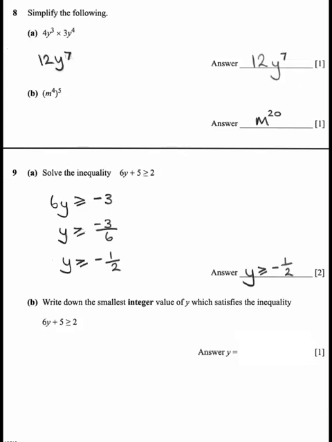So question B, it says write down the smallest integer value of y which satisfies the inequality 6y plus 5 is greater than or equal to 2. So we'll bring this y is greater than or equal to minus a half because that's the solution to this. And the first integer after minus a half would be 0. So 0 would be the answer to this one. This is the nearest or smallest integer after minus a half.